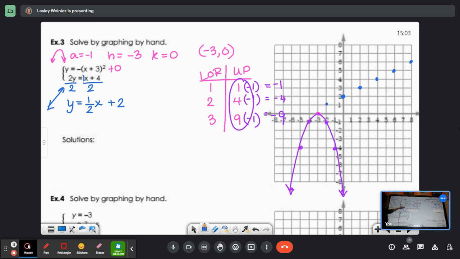If we stop, we're checking it. That was a fun one. They don't intersect, so we have no solutions. You are correct.